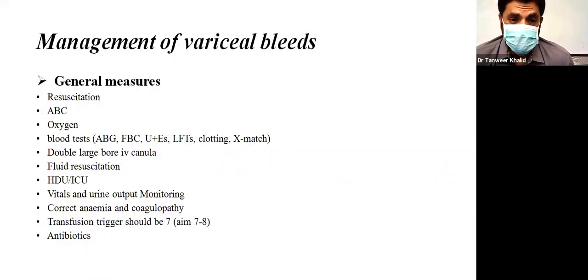How do we manage patients with a variceal bleed? Whenever we are managing patients with any emergency, with any disease, we divide into some general measures and some specific measures. In general measures, we start with resuscitation. As you all know, variceal bleeding is an emergency. Patients can present in any form, like in a stable condition, or in an unstable condition, or in the form of shock. So resuscitation is the first step in the management of a patient with variceal bleeding.